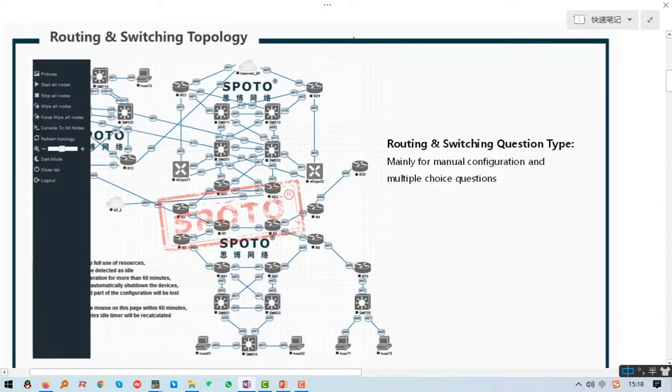So this is the complete routing and switching module, which requires us to accurately ensure that the phenomenon of each requirement can occur normally. If there is a problem with the routing and switching part, it will directly affect the SDN module. Routing and switching mainly assess candidates through artificial configuration and multiple choice questions. So today we mainly explain the relevant knowledge points and their application in EI lab.